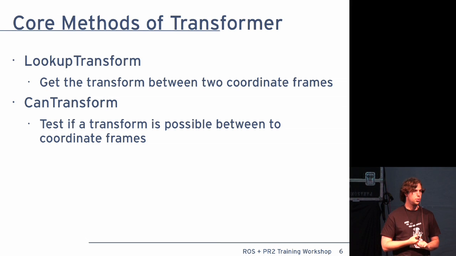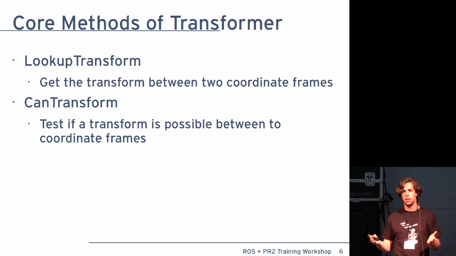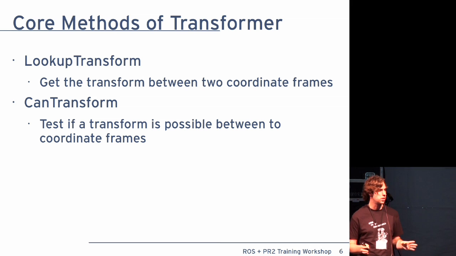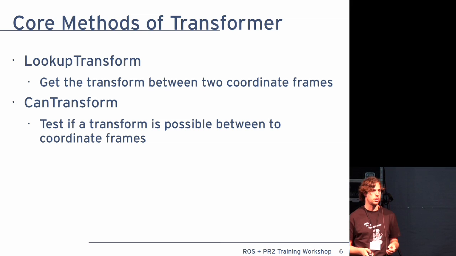Listening side has two core elements: lookup transform and can transform. Lookup transform will simply return to you the transform between the coordinate frame that you requested and the target coordinate frame. There are some slightly more advanced versions that I'll talk about a little bit later. But in general, lookup transform will compute the traversal across that tree.